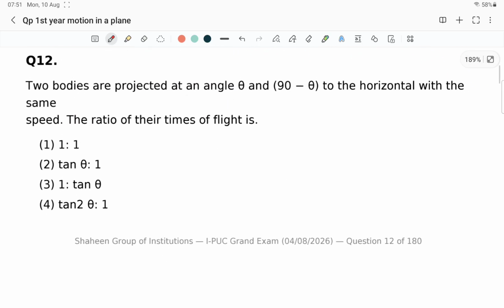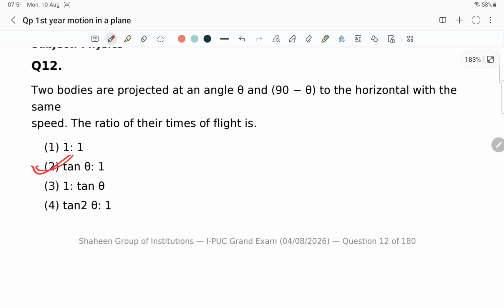Okay, next up, let us move on to question number 12. Two bodies are projected at an angle theta and 90 minus theta, complementary angle case, and we have already found written notes on this. To the horizontal with the same horizontal range also he has told, that means our formulas are right, we can use them. Same speed, the ratio of their time of flight is tan theta is to 1. We have already done this in class, so I hope I don't need to find this out. Yes, so this is clear.